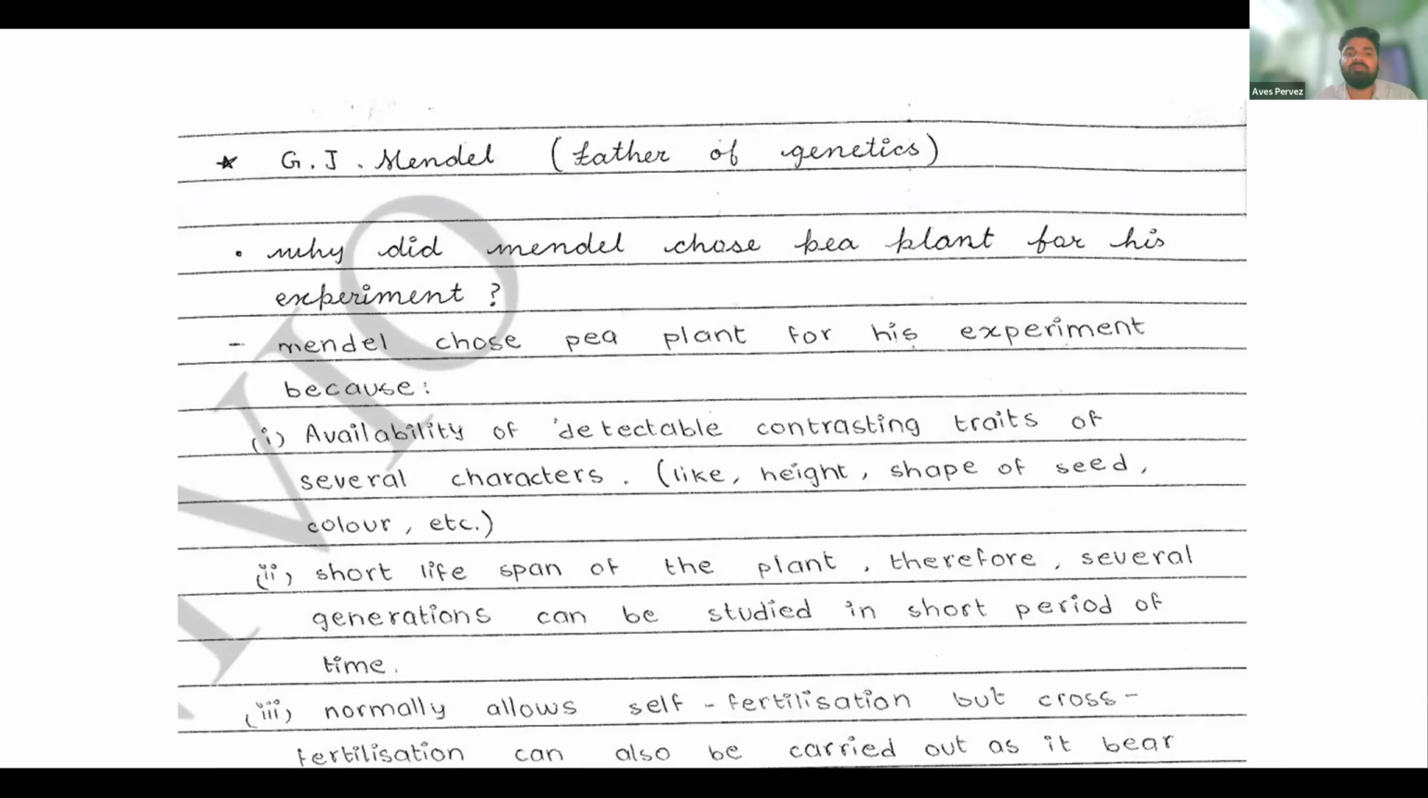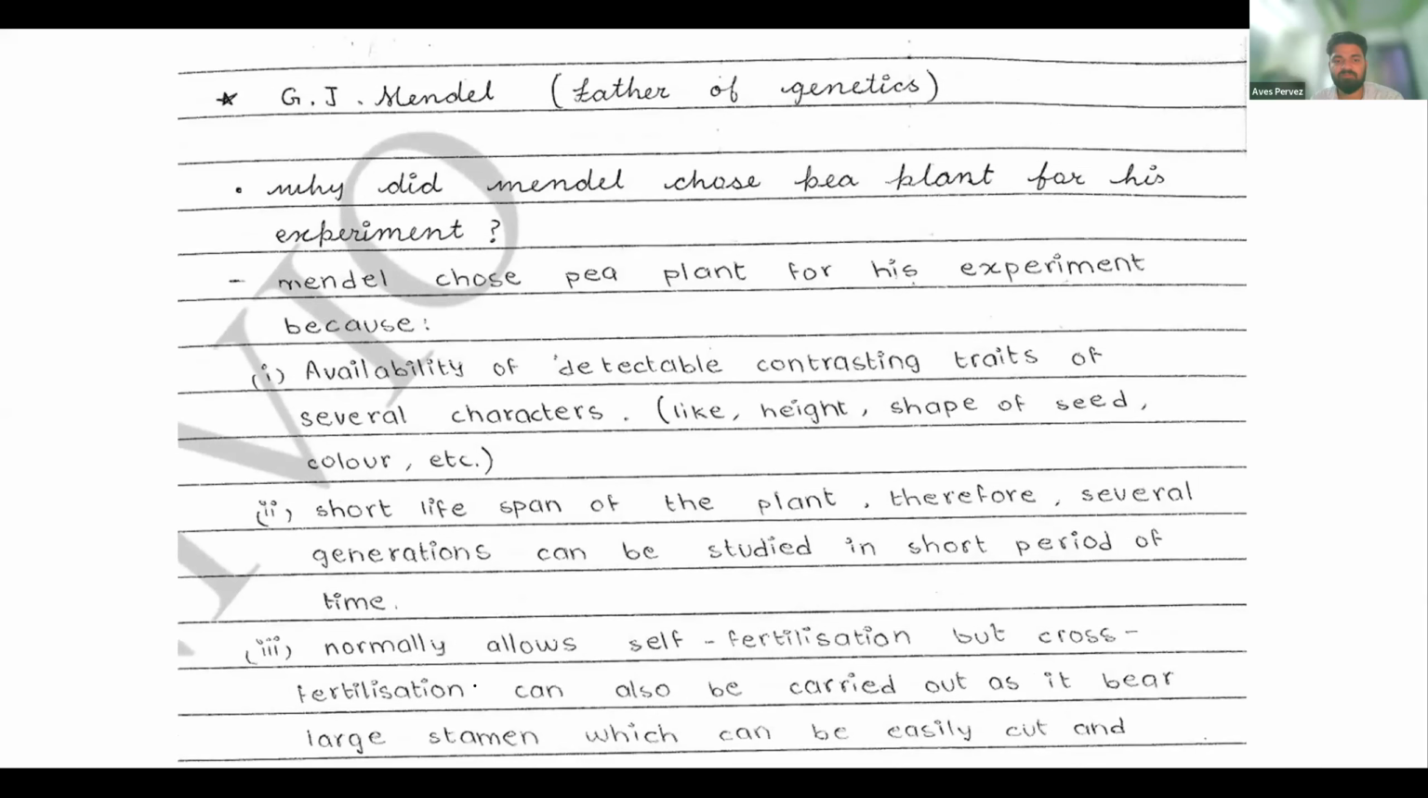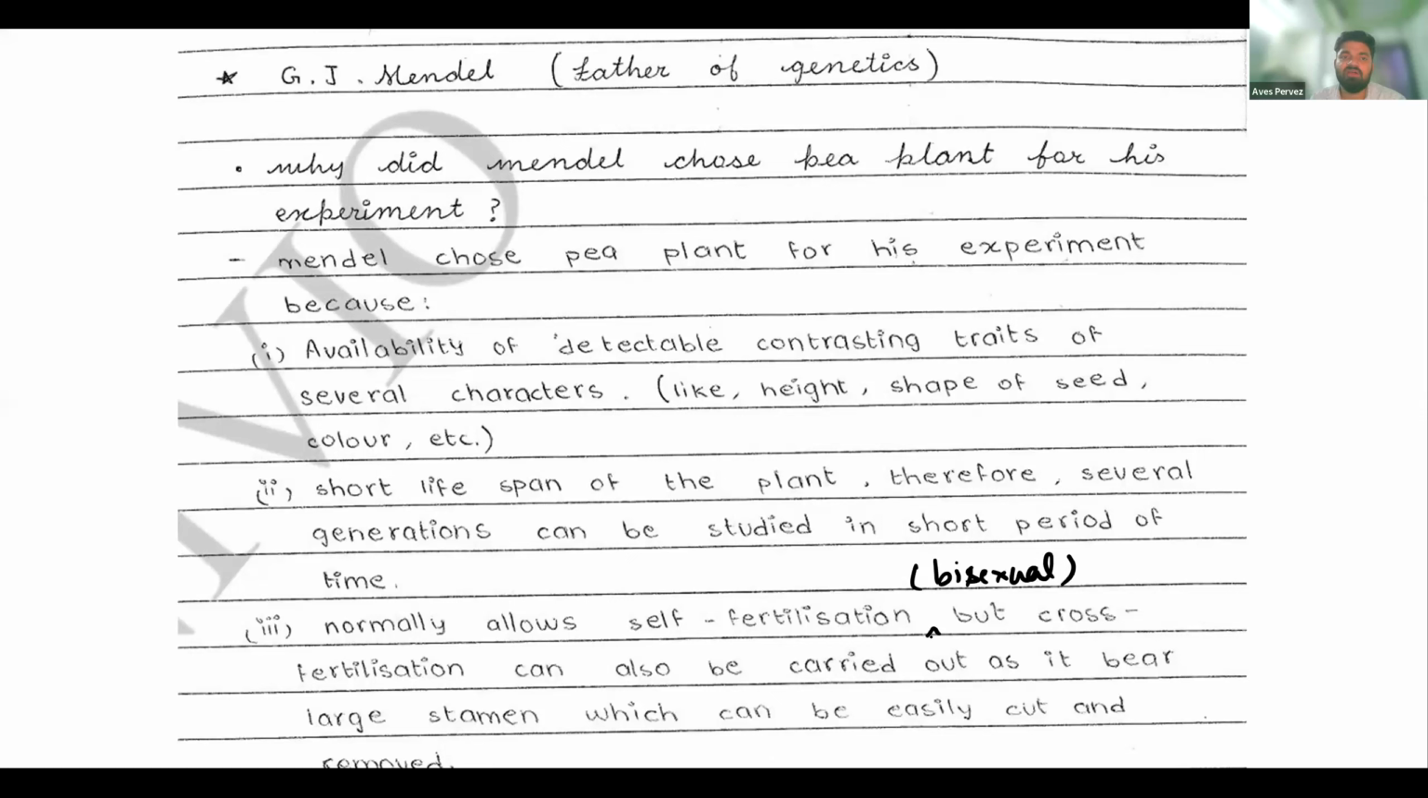Mendel chose the pea plant for his experiment because of the availability of detachable contrasting characters, several characters like height, shape, seed, color. Short lifespan, therefore several generations can be studied. Third, normally it allows self-pollination, but cross-pollination can also be carried out. Why does it normally allow self-pollination? Because it is bisexual. But cross-pollination can be carried out because it bears large stamens. So please note it down: why did Mendel choose the pea plant for his experiment?